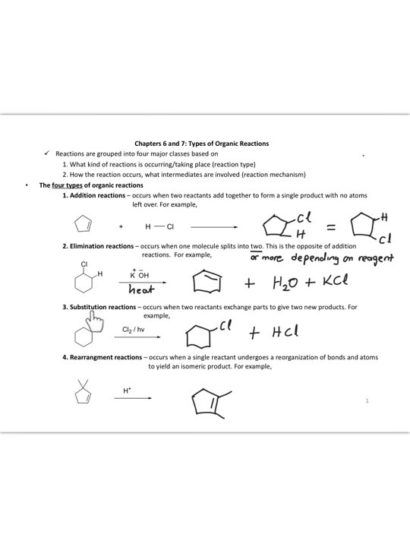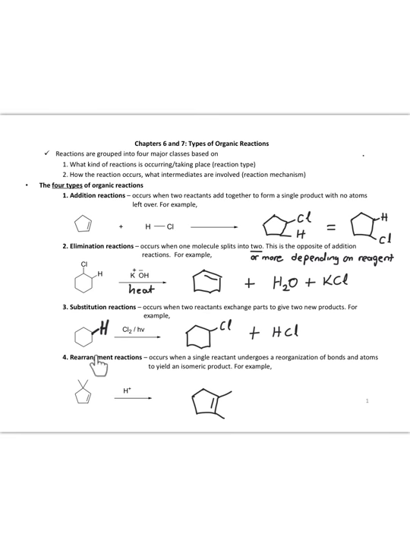In substitution reactions, you have this reactant and that reactant exchanging places. So right here, you have a hydrogen. So one of these Cls replaces the hydrogen. So it goes here to become this product. And then the other Cl joins with the H to form HCl. So technically the H and one Cl have exchanged places.